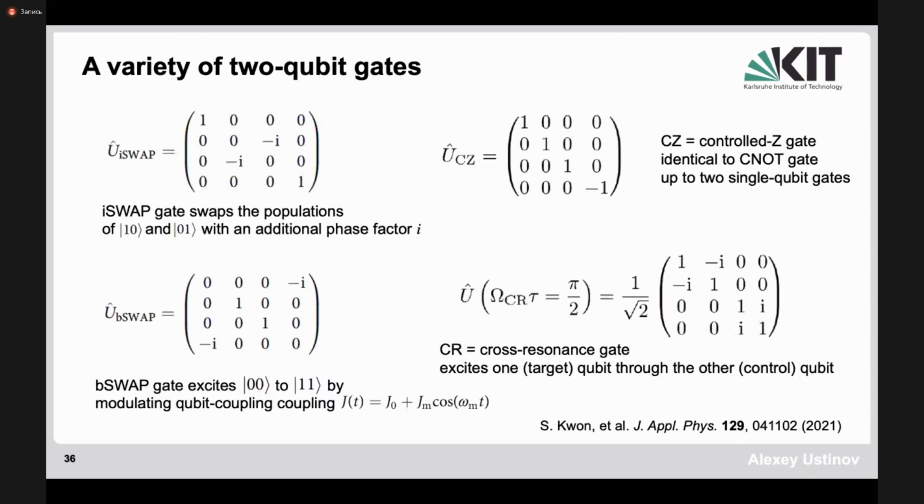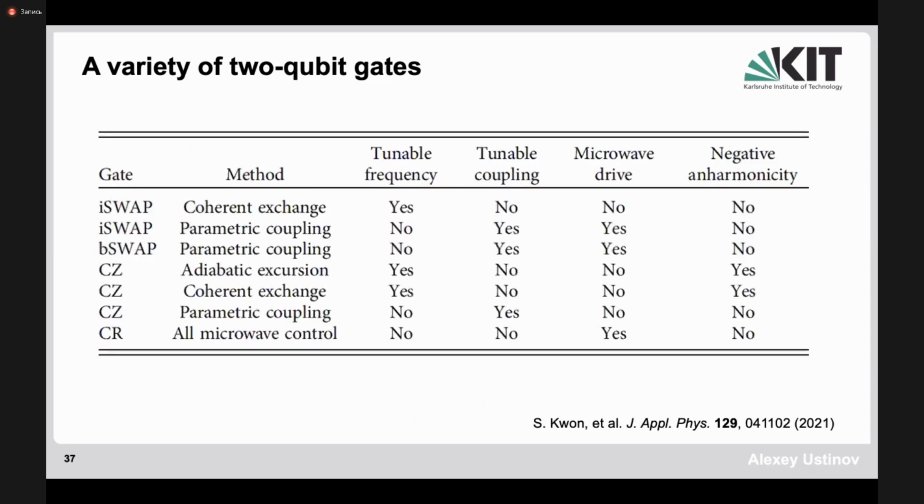So this is a variety of 2-qubit gates, some of which I addressed, some of them not. This cross-resonance gate, which I described already just very briefly at the end. This is the iSWAP, which we discussed quite in detail. This is CZ, also addressed in our lecture. bSWAP was not discussed, but that's something which can be achieved by modulating the qubit coupling at a particular frequency. So this is a table of the variety of the gates.